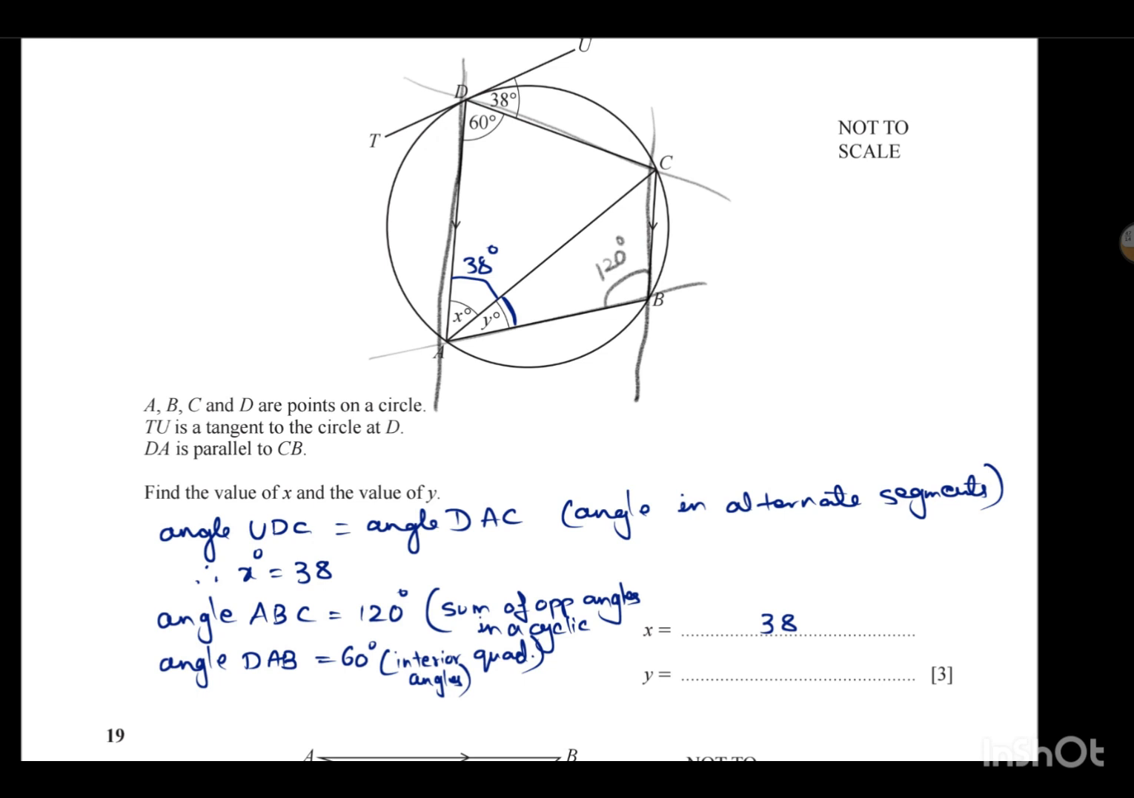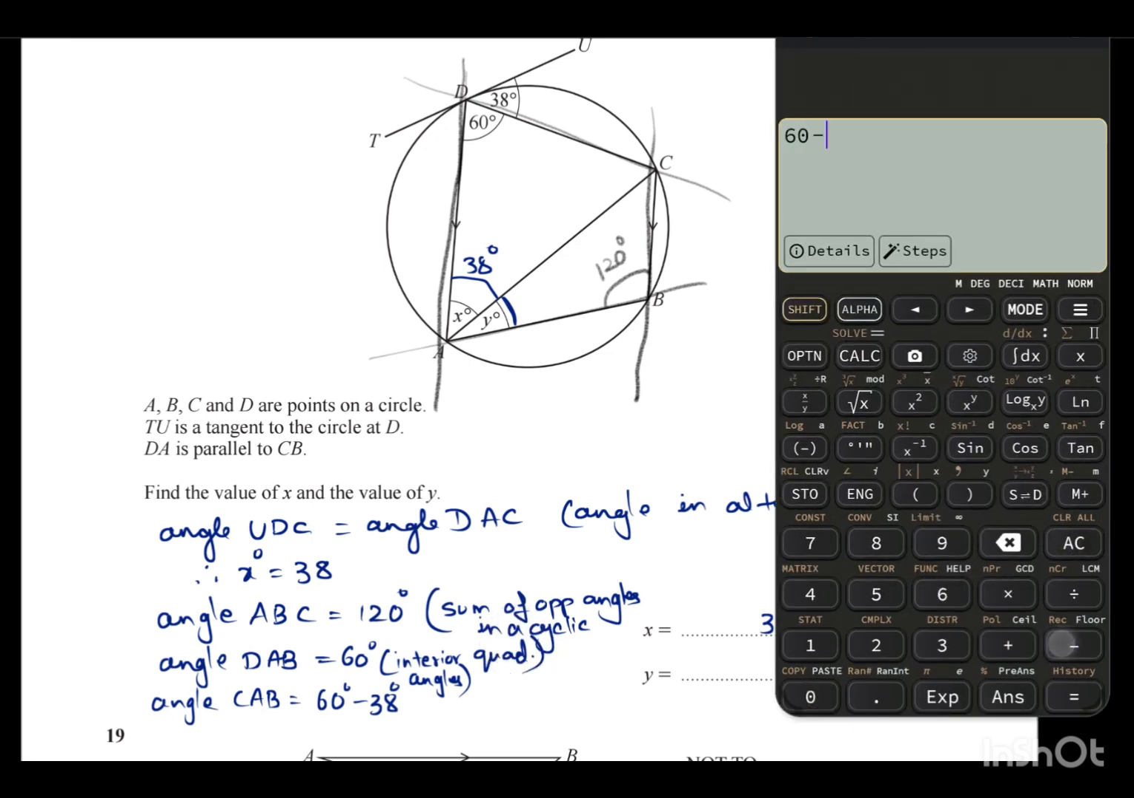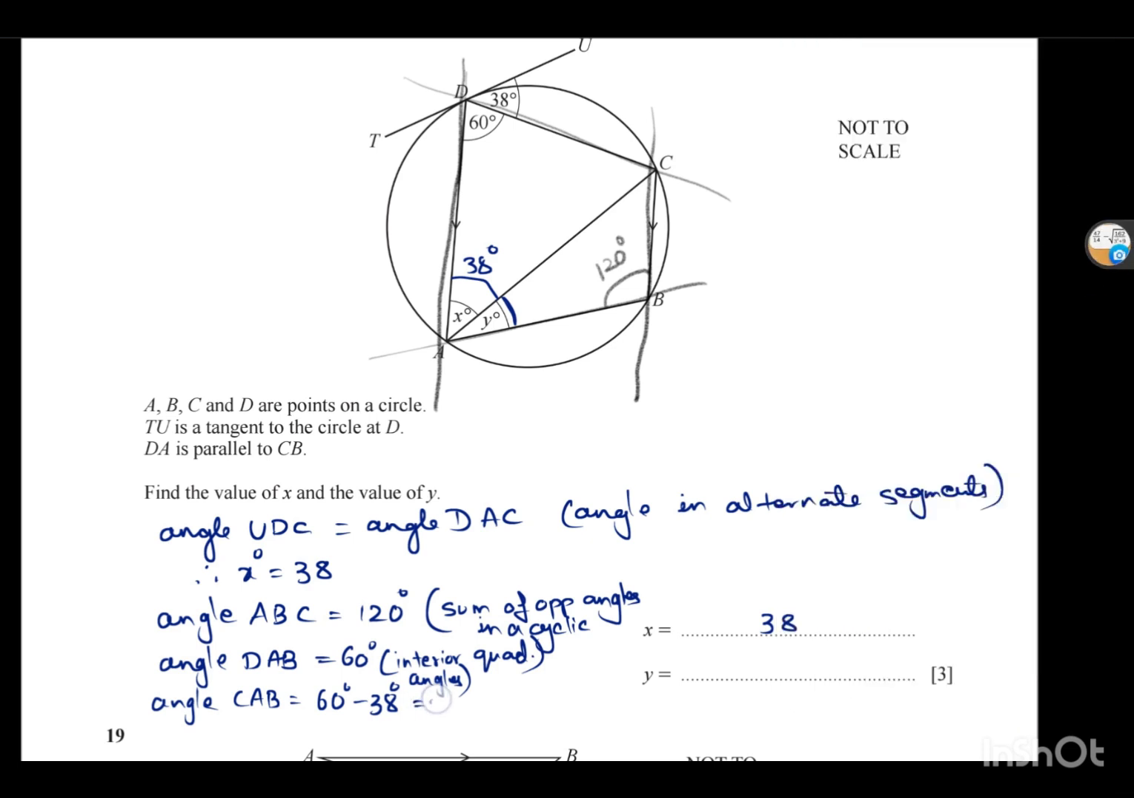Now when you know that DAB is 60, then angle CAB will be 60 minus 38. So 60 minus 38 is how much? 22. So angle Y is 22.